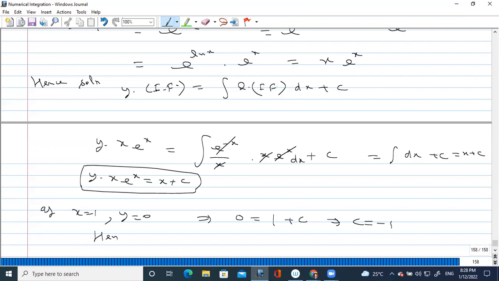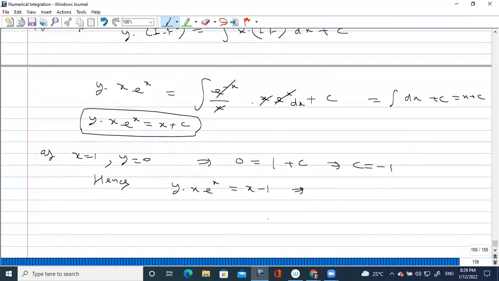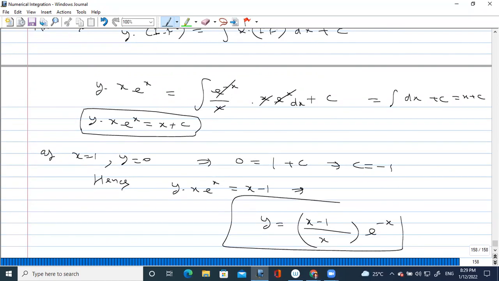Hence y into x e to the power x will be equal to x minus 1. Now you can find out directly the value of y. So y will be (x minus 1) by x, e to the power minus x. So this is the final answer. So these are all the types of variety we have solved for differential equations. First order, second order, both are finished.